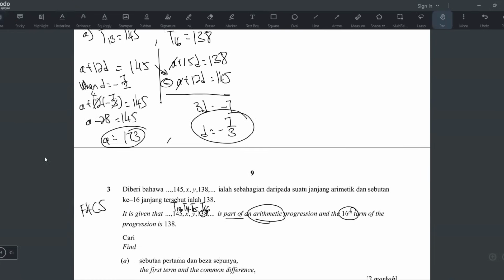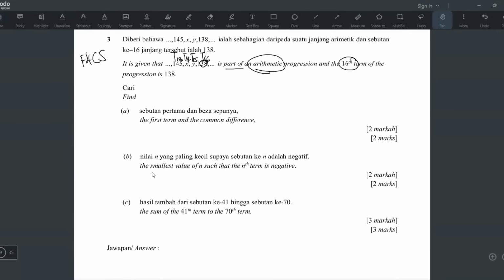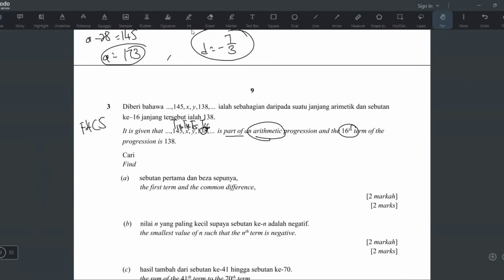The question asks us to find A and D, right? So yeah, that's correct. Okay, let's do B. Find the smallest value of n such that the nth term is negative. As you can see, the numbers are getting smaller and smaller, because 145 minus 703, it must get smaller. And then you minus 703, getting smaller.